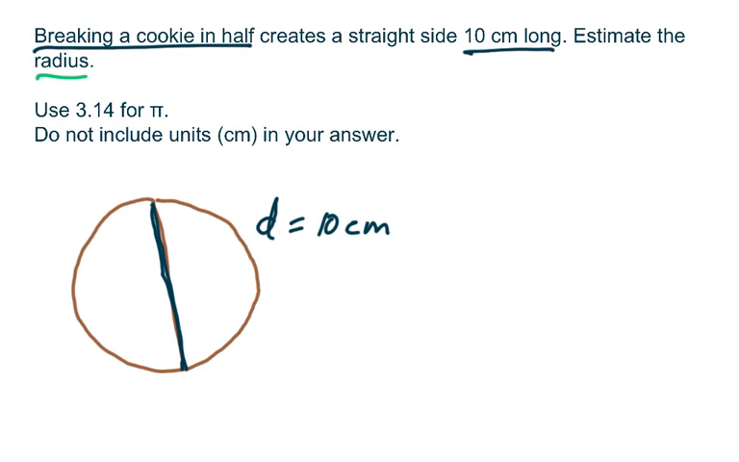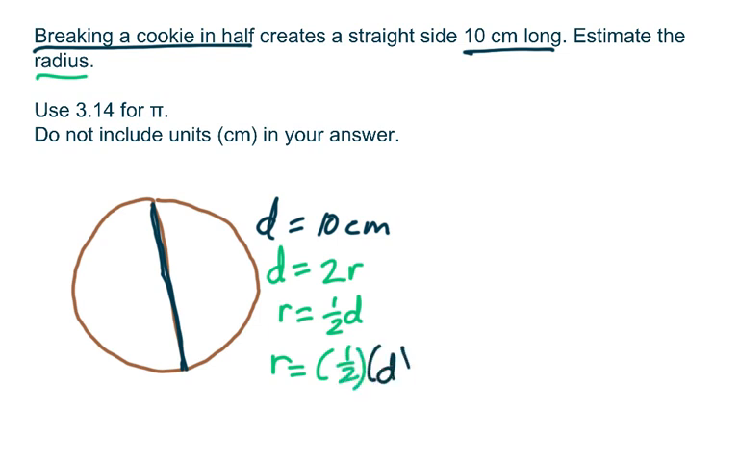Now I know the relationship between radius and diameter. The diameter is twice the radius, or the radius is 1/2 of the diameter. So I'll use that second formula. The radius is equal to 1/2 times the diameter, and the diameter is 10. So I can put 10 in there, and now I'm able to calculate. So 1/2 of 10 is 5. So now I know that the radius is 5.